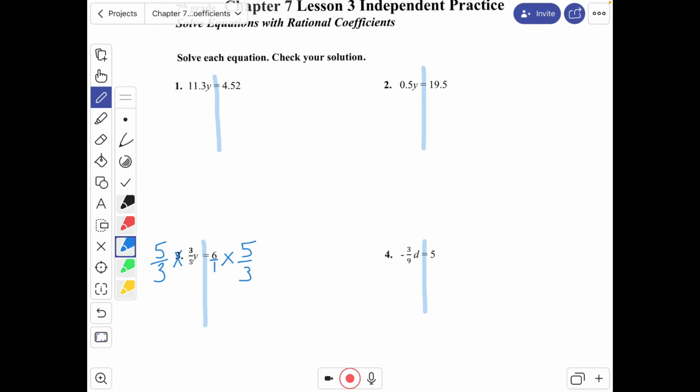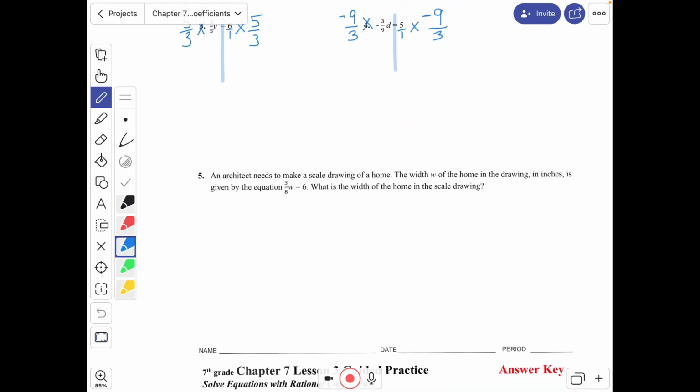You're dividing by -3 over 9. So you need to change to multiplication and multiply by 9/3 because we flip the fraction. And it's a -9/3. And then there's number 5.